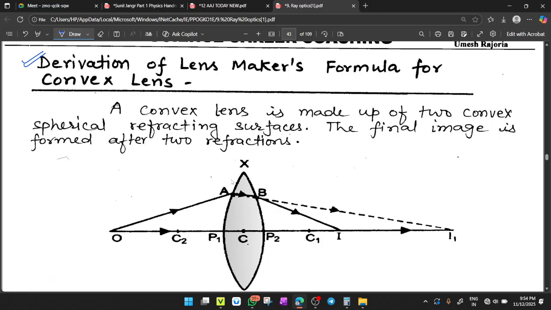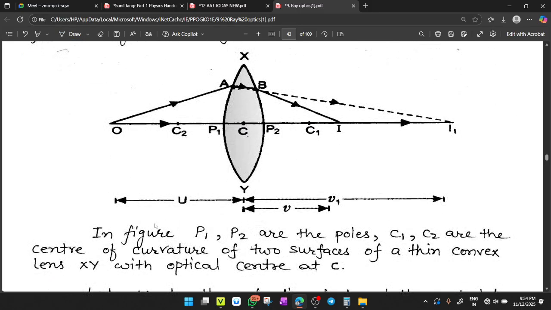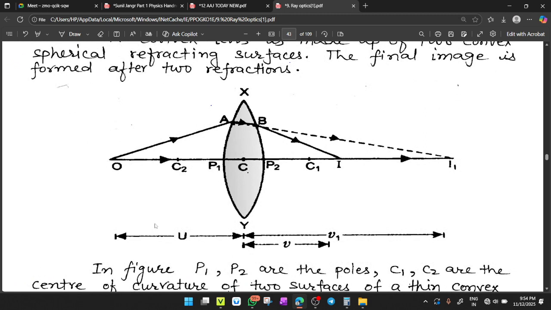One is on the left, one is on the right. Everyone knows this is made up of two parts. So the final image is formed after the two refractions. Yes or no? How many times will refraction take place? Two times. One from the leftward and one from the right side. Clear or not clear? So students, make a clear diagram of this in your copy.